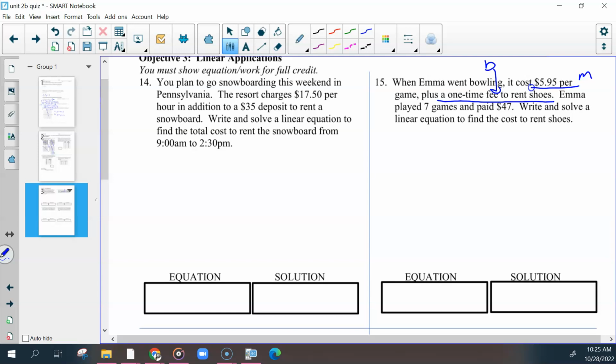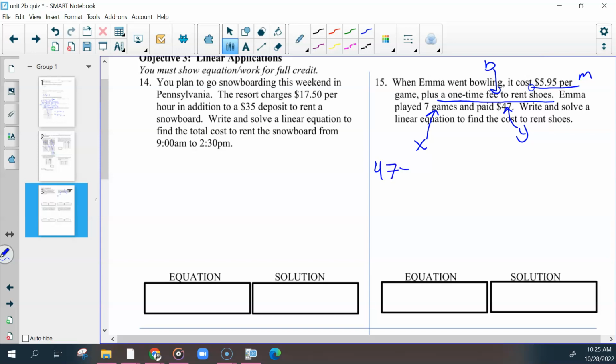And if you're not sure, ask yourself, does number of games depend on cost, or would cost depend on number of games? Whichever depends on the other is your Y. So cost depends on number of games, so that would be your Y, which means number of games is X. Then you have your variables. This is going to be in the format y equals mx plus b. You can start writing that equation.